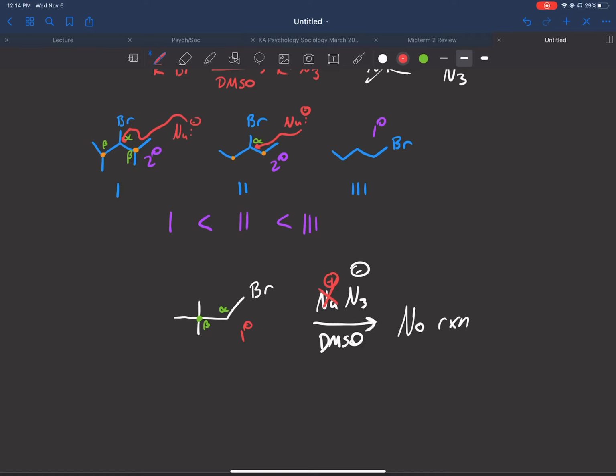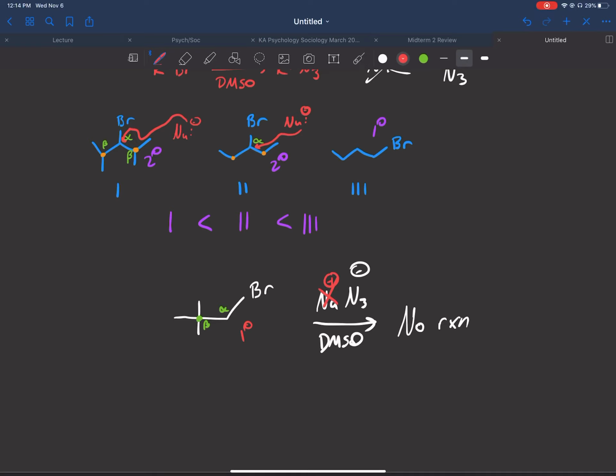So even E2 can't happen here. And SN1 or E1 won't happen because we're not forming that primary carbocation. So, of course, they're not going to ask you this exactly how I just did. What they can ask you is to arrange these, they'll give you 2 other alkyl bromides, in terms of increasing SN2 reactivity.